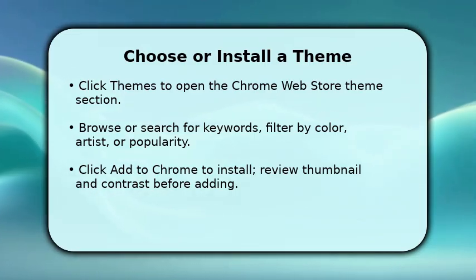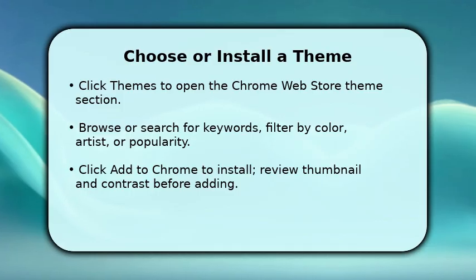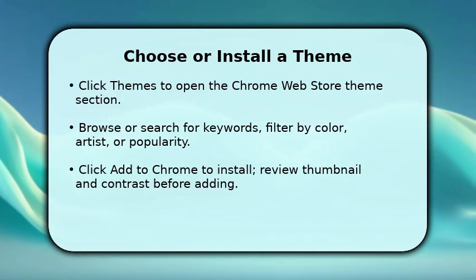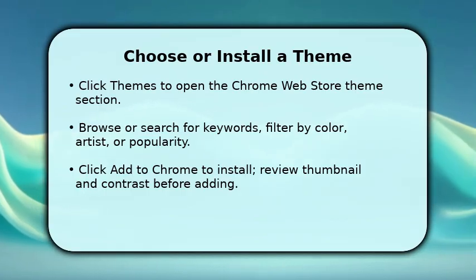Chrome applies it immediately so you can preview. If colors reduce readability, undo quickly. Make sure to check contrast and toolbar visibility, because aesthetic themes can affect how easily you find controls.